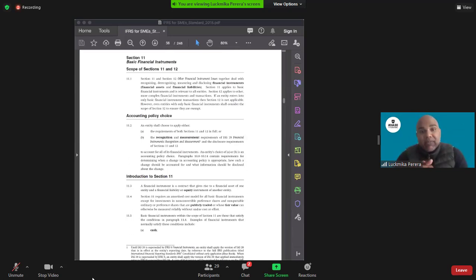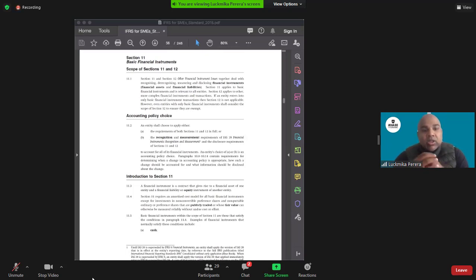Okay. So section 11 applies to basic financial instruments and is relevant to all entities. Section 12 applies to other, more complex financial instruments and transactions. We'll also cover that today. So if an entity enters into only basic financial instrument transactions, then section 12 is not applicable. So you need to have a basic understanding of section 11 and 12. Accounting policy choice. The entity shall choose to apply either the requirements of both section 11 and 12 in full, or the recognition and measurement requirements of IAS financial instruments, recognition and measurement, and the disclosure requirements of section 11 and 12.